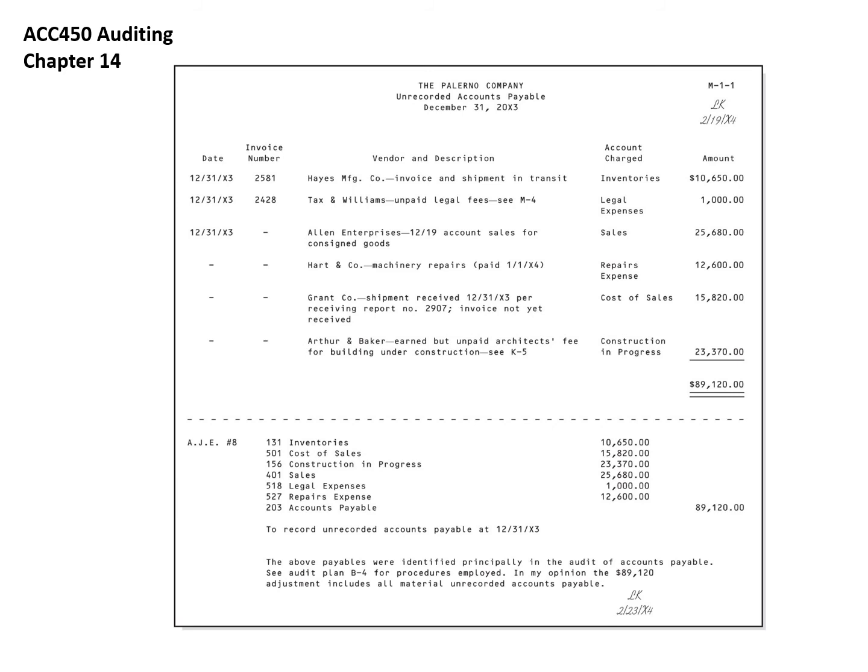Shipment received 12/31 per the receiving report, invoice not yet received. So the shipment of goods was received, it was counted in inventory, but the invoice had not yet shown up at December 31st from the supplier. It's still a liability. It should have been recorded as a liability. So that's an example of something that can happen quite easily.